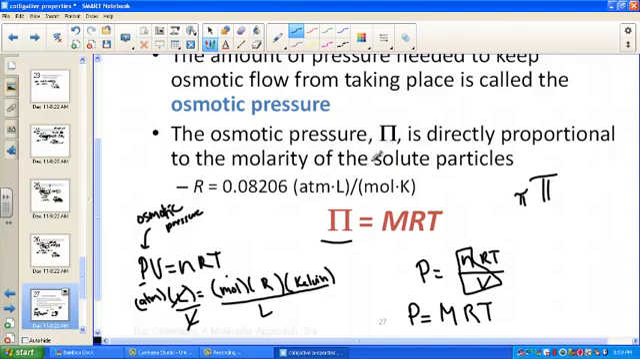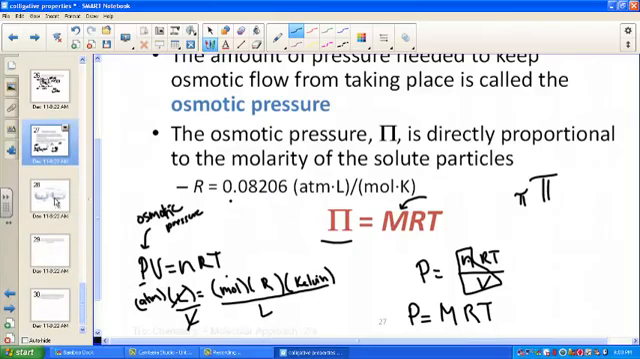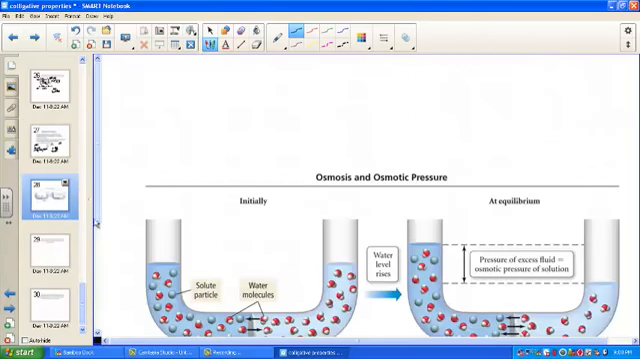Pi is directly proportional to the molarity of our solution. Notice, very important, osmotic pressure, not molality, but molarity, moles per liter. If you can remember PUV-NERT, you can remember osmotic pressure problems using the ideal gas constant R of 0.082. Well, I memorized it as 0.0821.